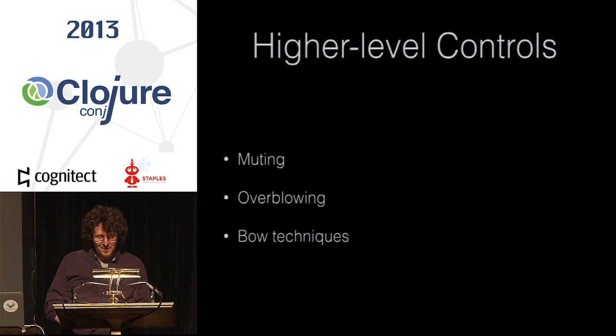Overblowing and the kind of alternate harmonic sets you get from doing that on a wind instrument are possible. And then the bow techniques, right? There's a whole bunch of different bow techniques. And again, we're not trying to make something that sounds like a cello. We want to make something that's expressive like a cello and kind of cello-ish in being musical like a cello is musical. But we could learn to play a cello if we wanted to do that.